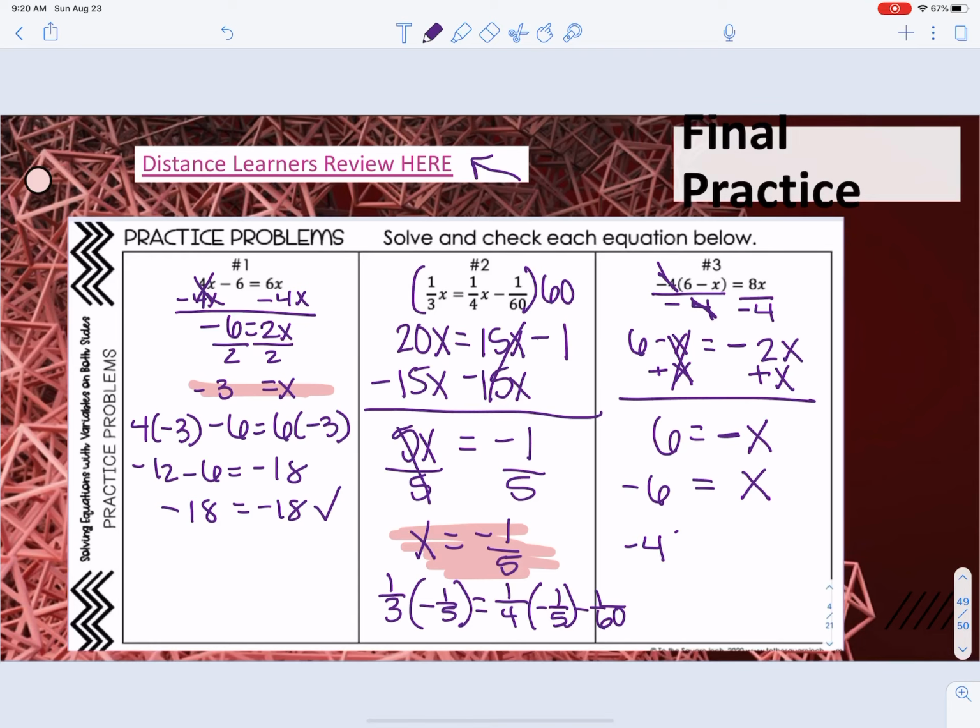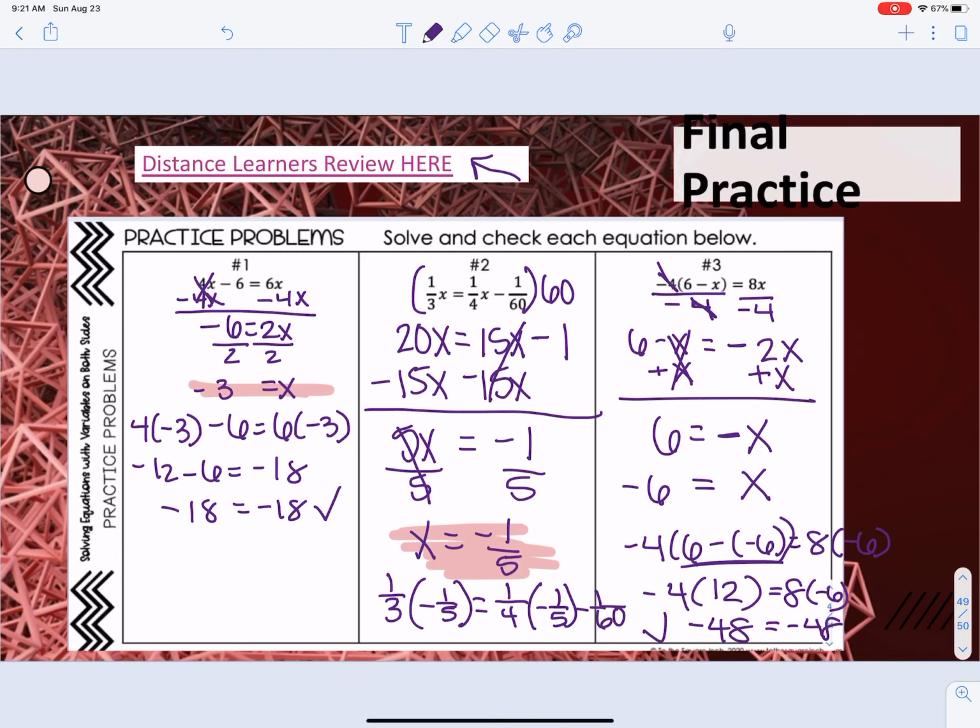So -4 times 6 minus -6, is that equal to 8 times -6? So inside my parentheses, I'll have 6 minus -6, which is actually positive 12, times -4, equal to 8 times -6. 8 times -6 is -48. And then -4 times 12 is also -48. So I am correct. So our answer here is x equals -6.